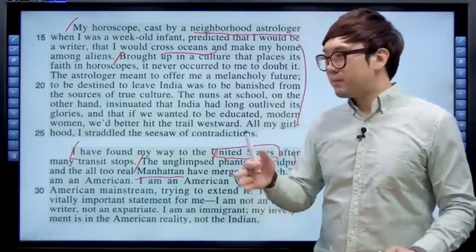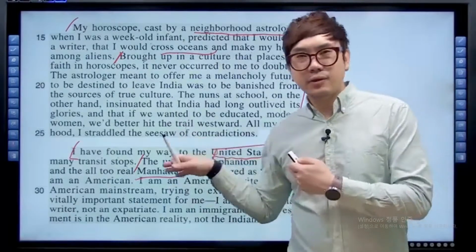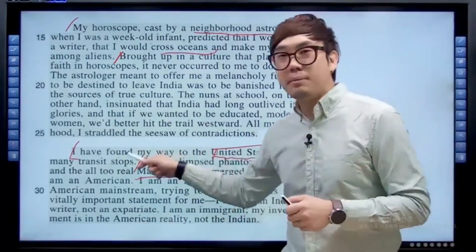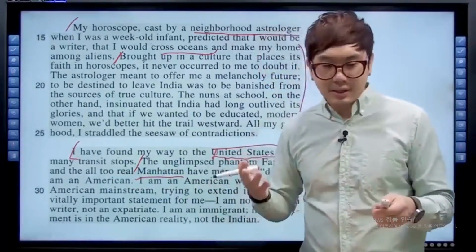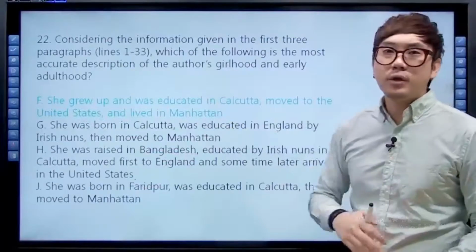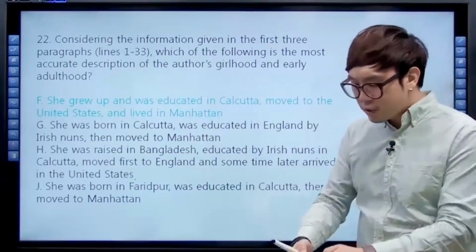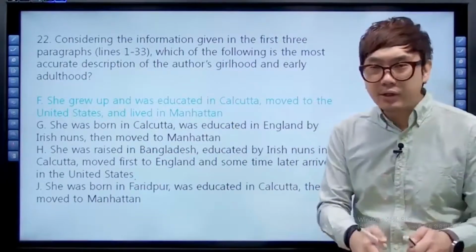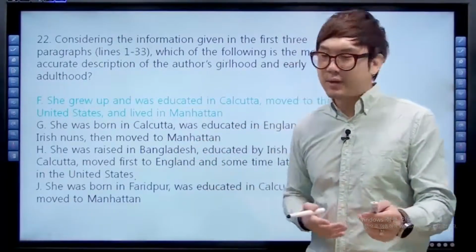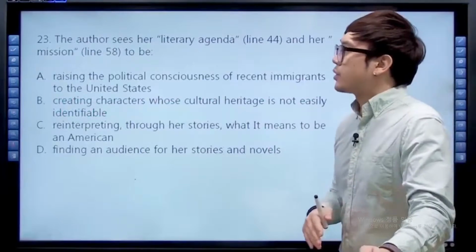So she's saying something about moving to the States and moving to Manhattan, not mentioning anything about England, although there might have been England in some kind of a transit stop here, but that's not the idea, right? So, of course, the answer is F. She grew up in Calcutta. She grew up and was educated in Calcutta by the Irish nuns and moved to the States and lived in Manhattan. That's what she says, right? Okay, easy as that. Next question, 23.